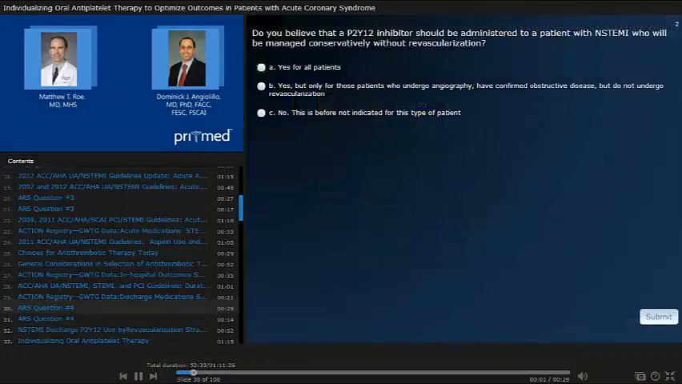Do you believe that a P2Y12 inhibitor should be administered to a patient with non-STEMI who will be managed conservatively without revascularization, so without PCI or CABG? Answer 1 is yes for all patients. Answer 2 is yes, but only for those patients who undergo angiography, have confirmed disease, but do not undergo revascularization for some reason. And answer 3 is no, that it's not indicated for this type of patient.